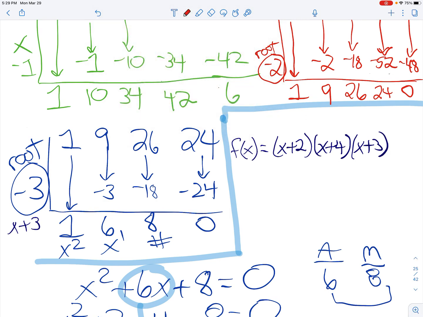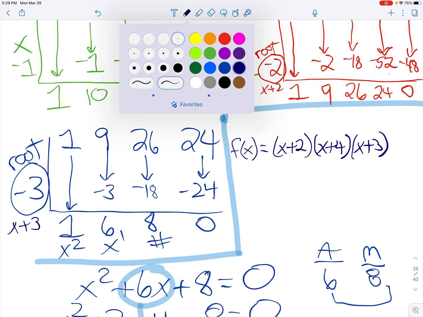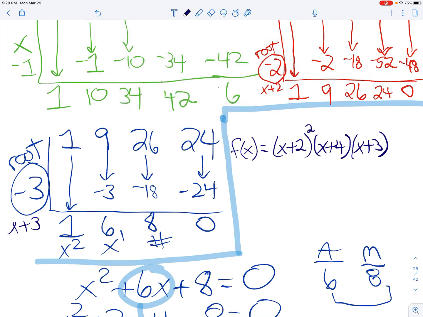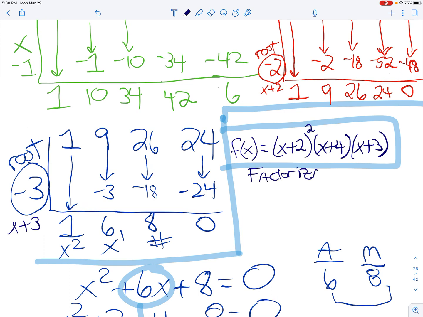And then we had that negative 2 from the synthetic to work, meaning x plus 2 is the factor that got that root. Meaning negative 2 is a double root, right? So x plus 2 here I'm going to write is squared. And that is the factorization. Once again, just rewriting the original function in factored form.